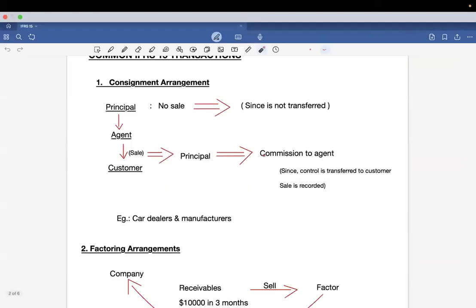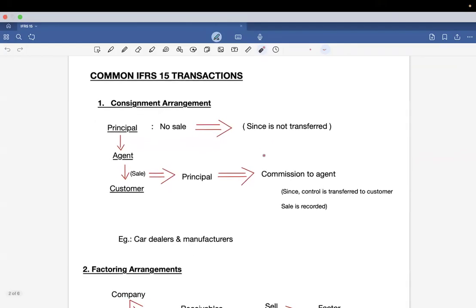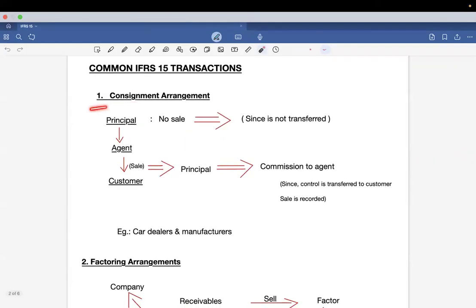Now coming back. There are different types of IFRS 15 transactions. We're going to discuss some of the most important things that you might be asked in the question. It can be in the form of theory, it can be in the form of numericals. So first is consignment arrangement. You should be very careful with the consignment arrangement because in consignment, we need to make sure in the question what place our company stands in.